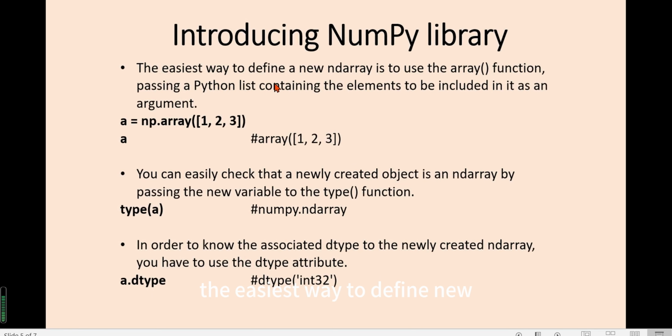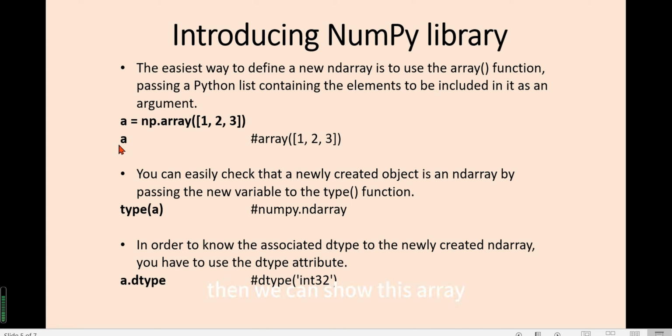The easiest way to define a new ndarray is to use the array function, passing a Python list containing the elements to be included in it as an argument. So we can create a very simple one-dimensional array called a, and we use np.array, then parentheses, and inside the parentheses, because we'll create a one-dimensional array, inside is a one-dimensional list. The list 1, 2, 3, with one bracket at both sides.